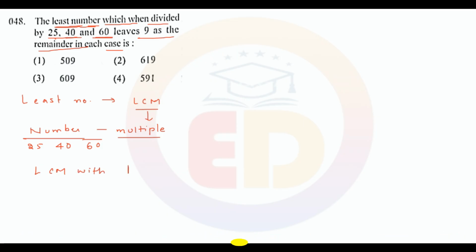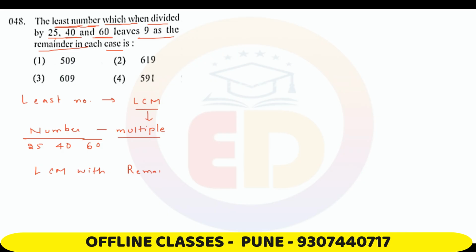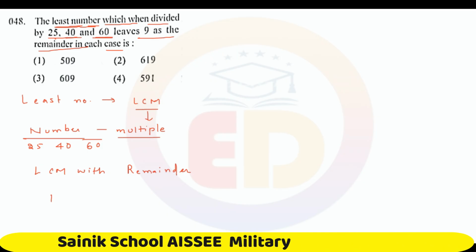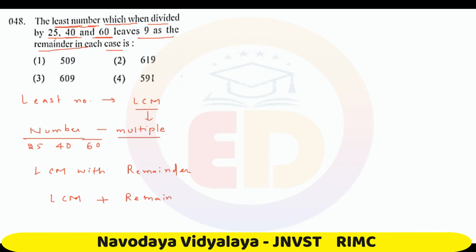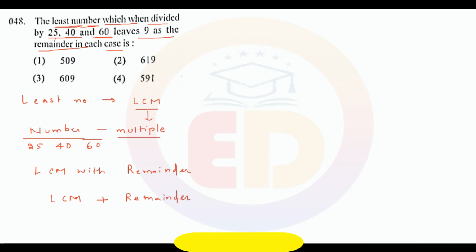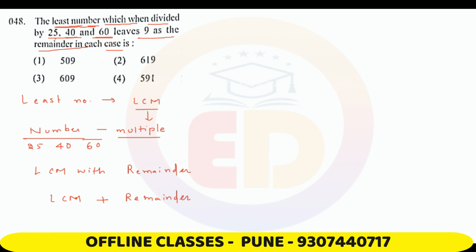Now in the case of LCM with remainder, a direct question we have done many times in the class. A direct question of LCM with remainder, we have to find the LCM and we have to add the remainder. That will be our answer. Let's go and find the LCM first. Now we can either go by factorization approach.